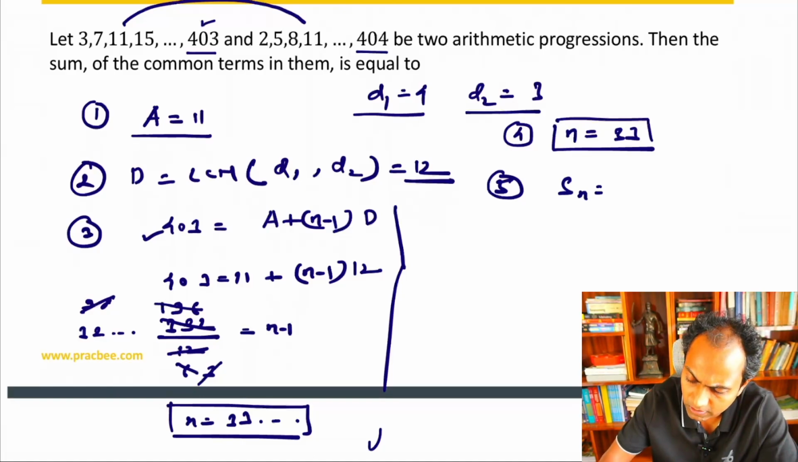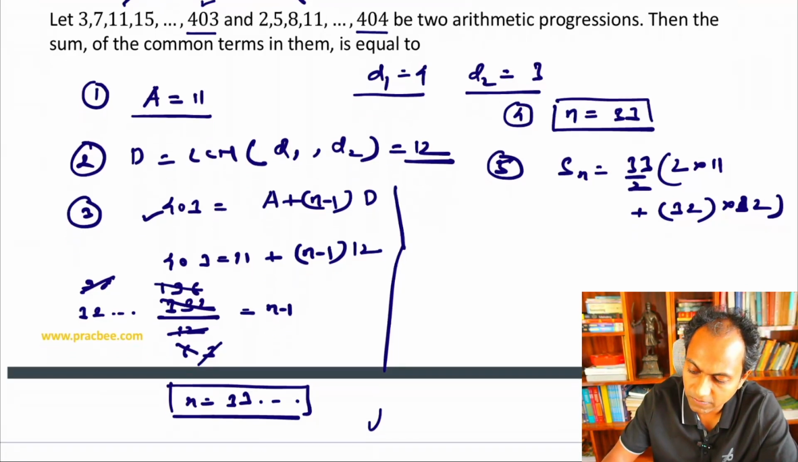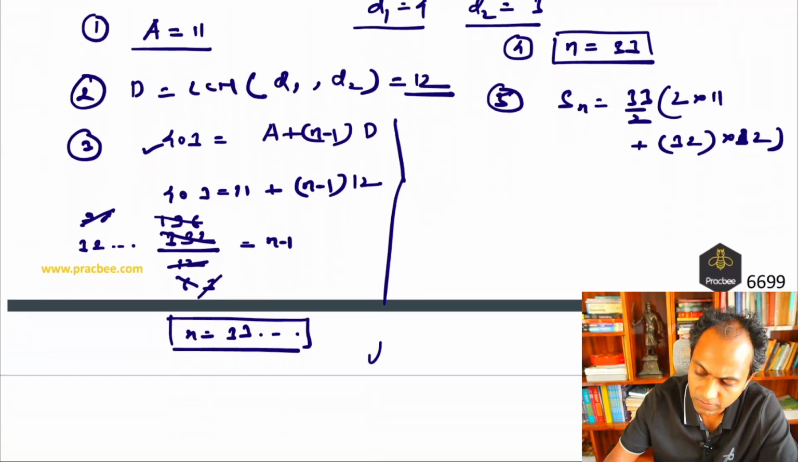The sum of n terms would be equal to n by 2 times twice of a. a here is nothing but 11. n minus 1 will become 32. And d we know is nothing but 12. If I simplify this, I should get my answer. So let us simplify and check.